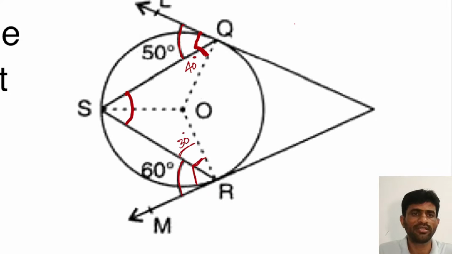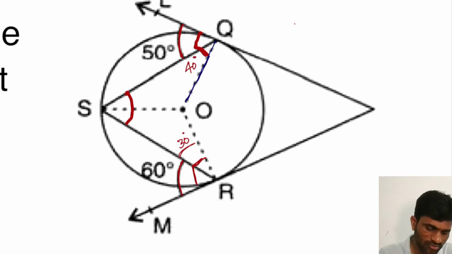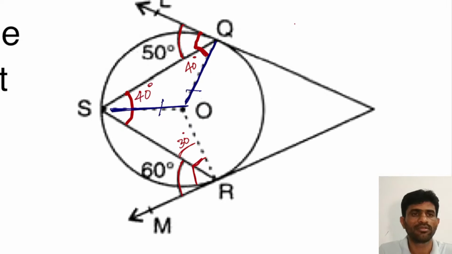Okay, after we get that 40, 30, we know these two sides are equal. This is equal to this. These two sides are equal. So if this is 40, this is also 40 degrees. Similarly, these two are equal.